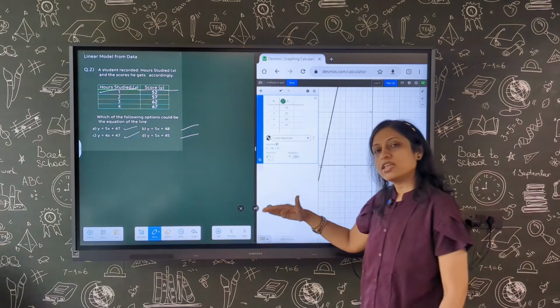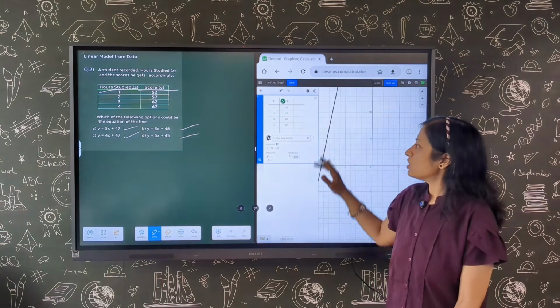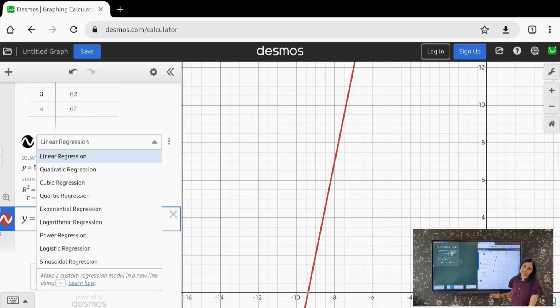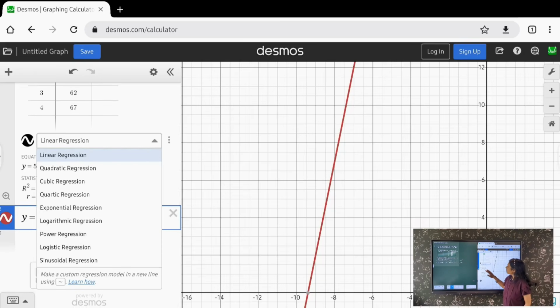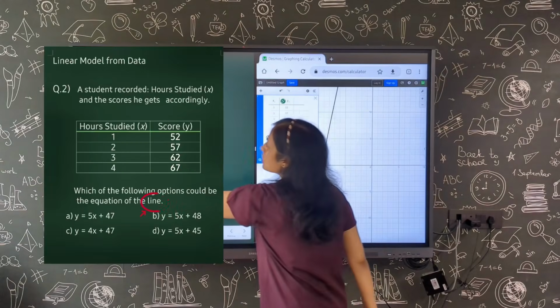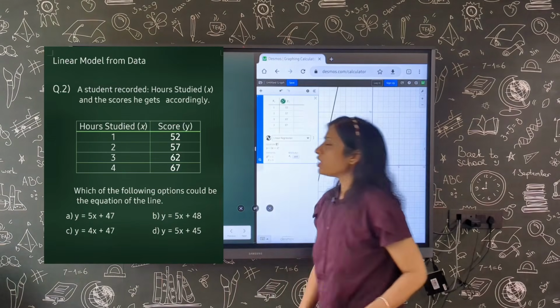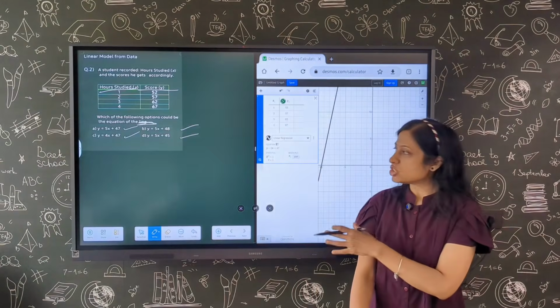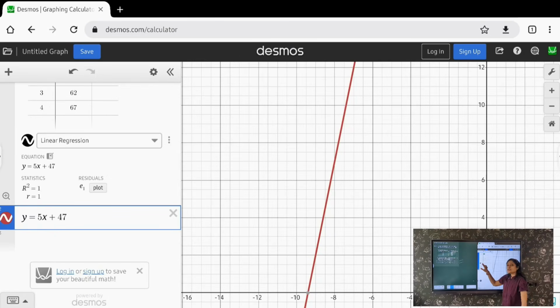because that is our equation. Now in this linear regression, we have other regression options as well: quadratic, cubic, quartic. But in this question, we need to focus on the linear equation because of this line, right? So we are going to focus on linear regression and see this feature, r square.